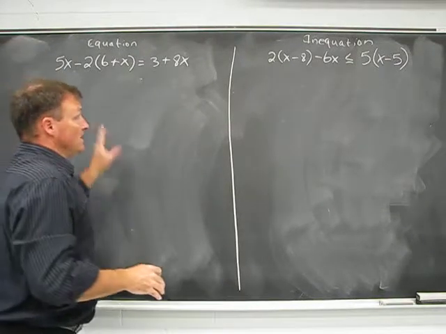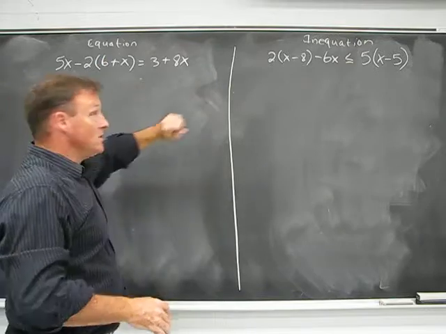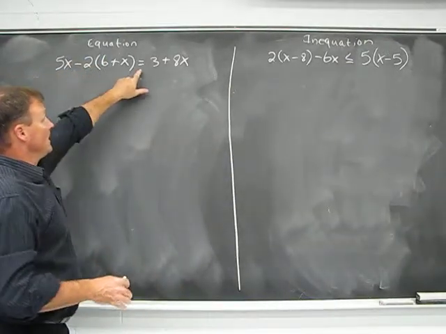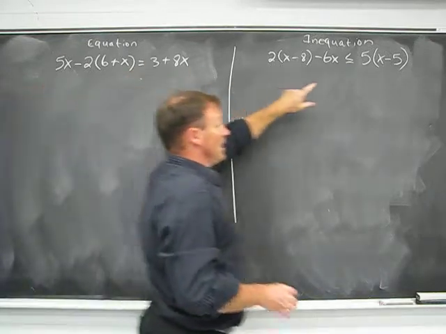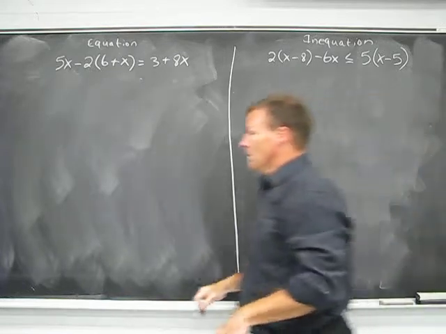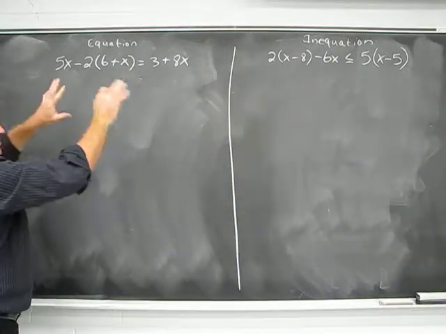What we're going to do today is compare the difference between an equation and an inequation. The biggest thing to notice right away is that this has an equal sign in it. This one has less than or equals to, which means that it's more than just one solution. The rules of equations are all the same.